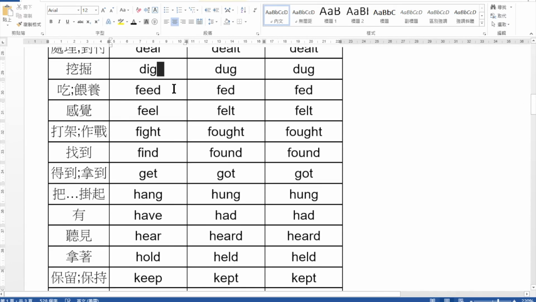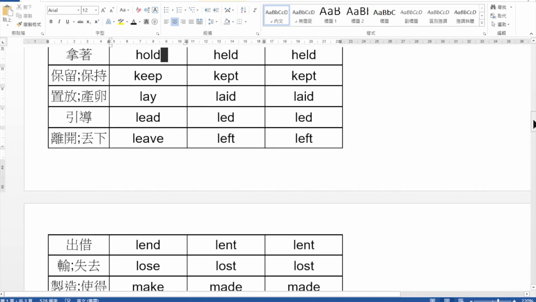Dig, dug, dug. Feed, fed, fed. Feel, felt, felt. Fight, fought, fought. Find, found, found. Get, got, got. Hang, hung, hung. Have, had, had. Hear, heard, heard. Hold, held, held. Keep, kept, kept.